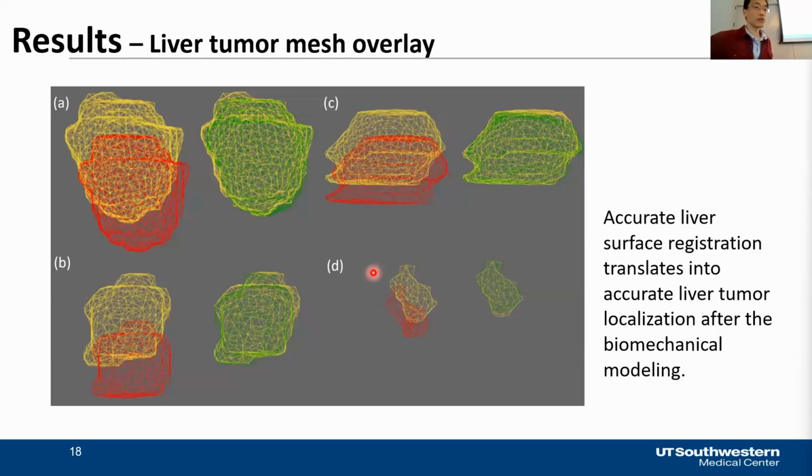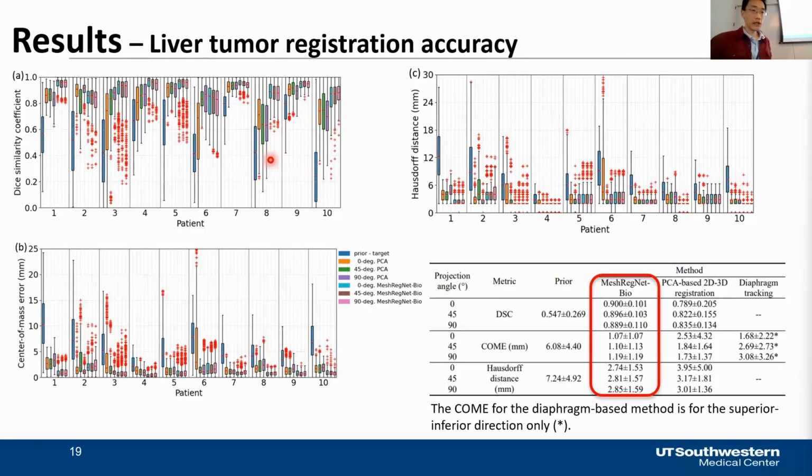Here I show you the mesh overlap of the liver tumor for the 4 patients in this data set. You can see that the predicted liver surface mesh matches well with the target mesh for all the shapes and sizes of the liver. Here I show you the liver tumor registration accuracy in terms of the dice similarity coefficient, center of mass error, and Hausdorff distance for these 10 patients. And this table summarizes the mean and standard deviation of these two methods.